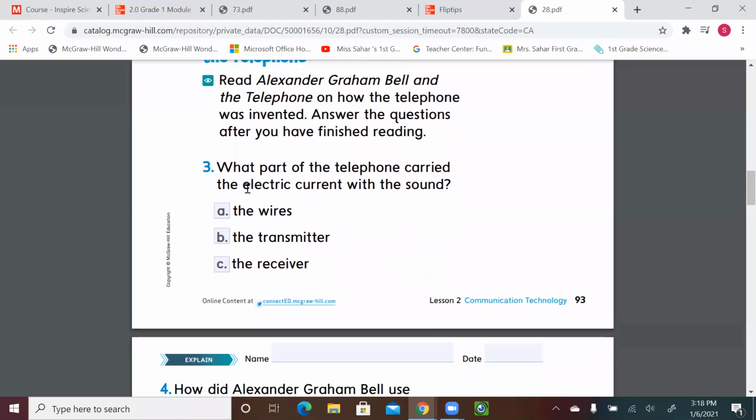So let's take a look at the question. We have two questions, number 3 and number 4. We are on page 93 and continue in 94. So first question, what part of the telephone carried the electric current with the sound? We have A, the wires, B, the transmitter, C, the receiver. We're going to find out when we read about it.